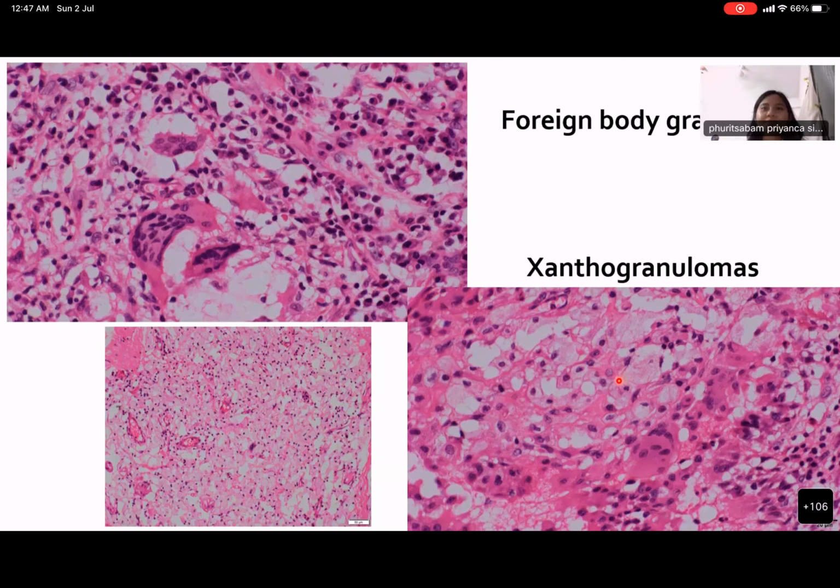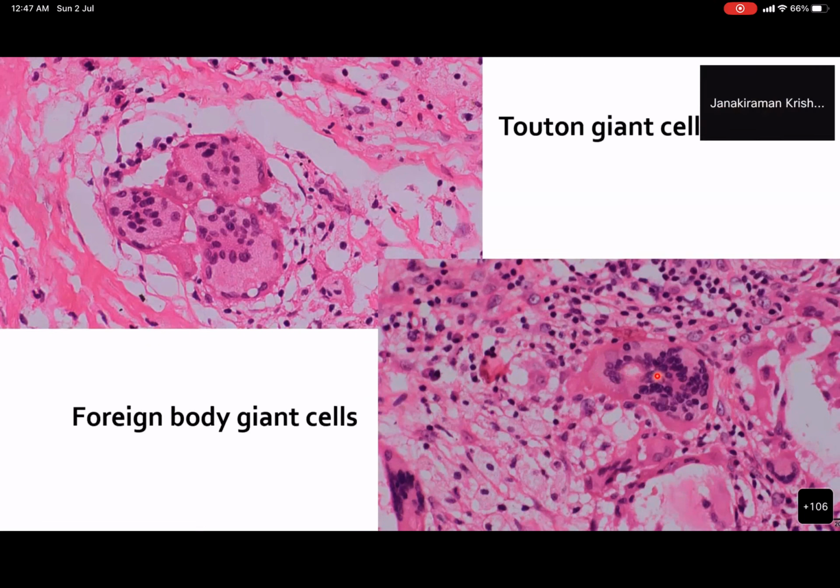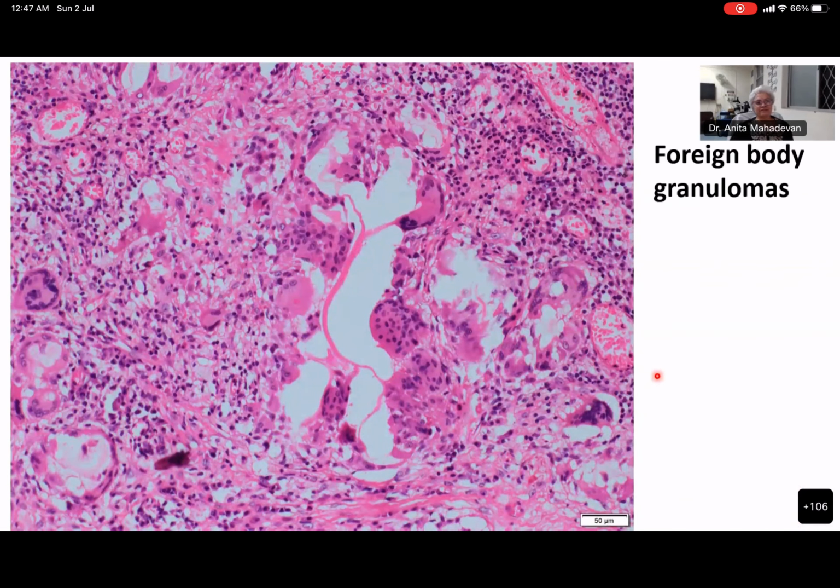So, like sir pointed out, the term is a misnomer. But what you're seeing here are sheets of these large xanthomatous cells, which are aggregating together. There are giant cells. And what is this type of giant cell you're seeing here? Ma'am, it is foreign body type of giant cell. Very good. So what we are looking at here are foreign body granulomas.